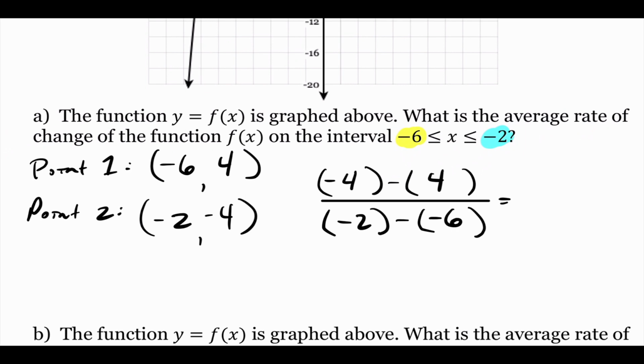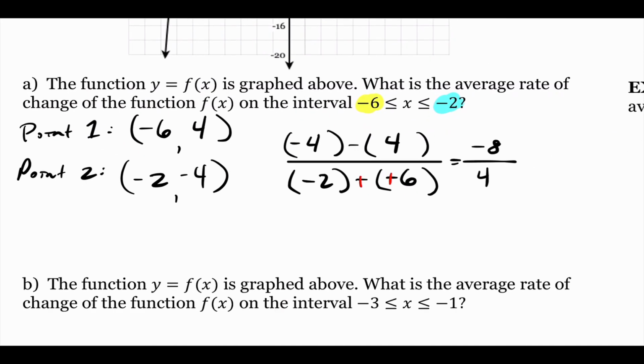-4 minus 4, -8. -2 minus a -6, double negatives, +4. If you can divide, divide. If you can reduce, reduce. Well, 4 goes into -8 -2 times.